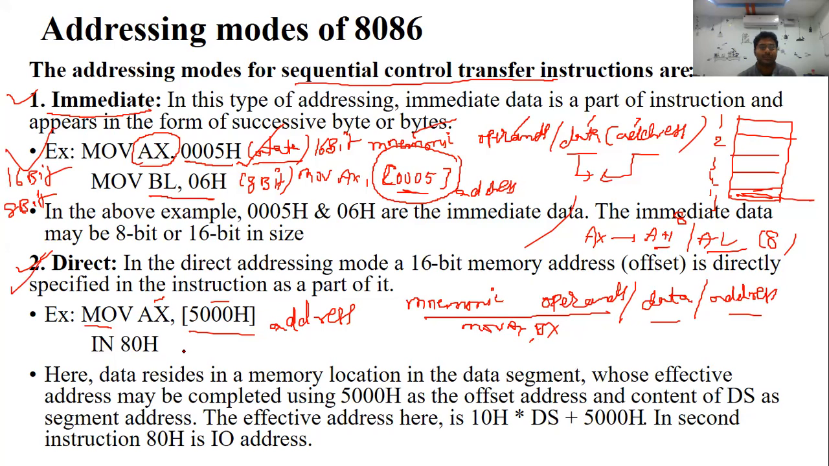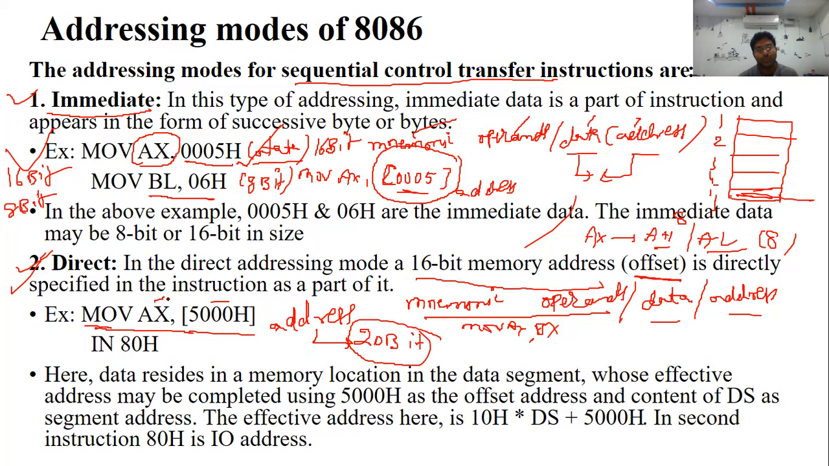Direct addressing mode means that in the instruction itself you are representing the address. How to differentiate between data and address? You just put it in a bracket. This is the address. So what is the address size? We are representing here a 16-bit offset address. But you may have a doubt: sir, the address is 20-bit, so why are you representing 16-bit here?